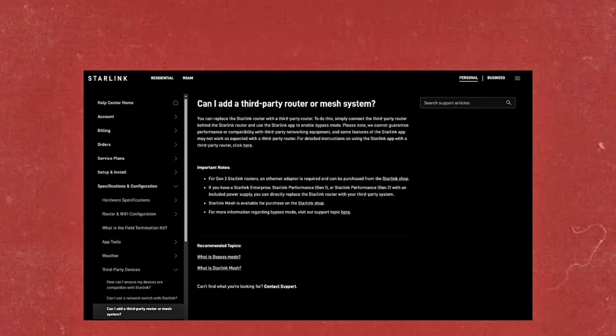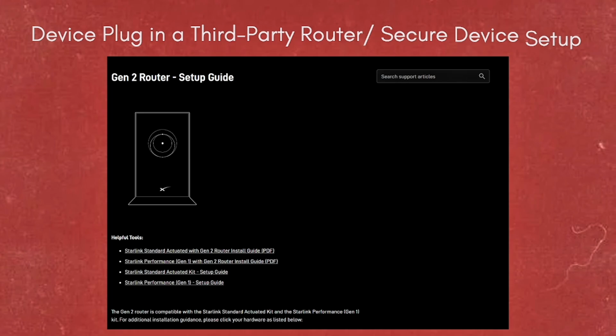Next is to plug in a third-party router. After enabling bypass mode, connect your router's WAN or internet port to the Starlink Ethernet adapter, or directly if your terminal supports Ethernet. And then just power it up, then use its web interface or application to configure it, like renaming the SSID or even setting the password.